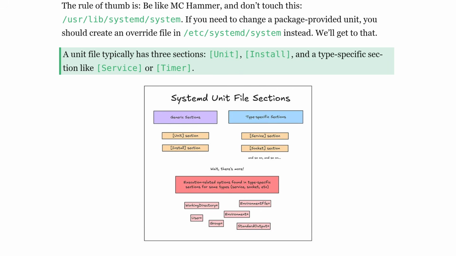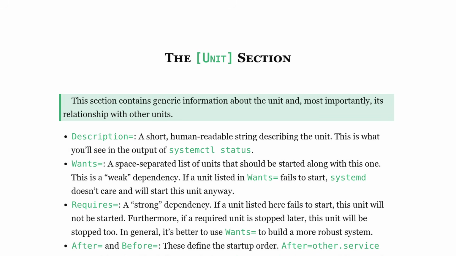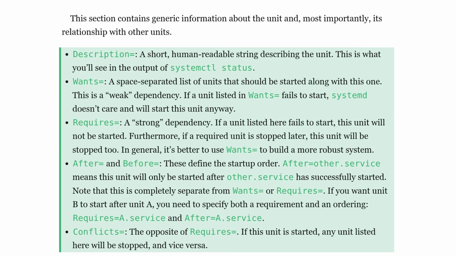A unit file typically has 3 sections: Unit, Install, and a type-specific section like Service or Timer. Image description. The Unit section. This section contains generic information about the unit and, most importantly, its relationship with other units. Description. A short, human-readable string describing the unit. This is what you'll see in the output of systemctl status.